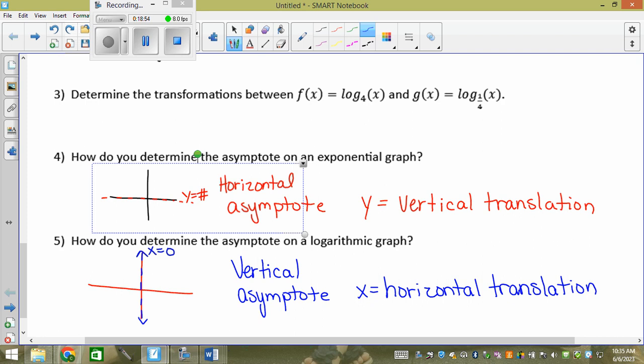So that's all about logs and exponential graphs. Then we're going to flip over and do radicals. So on the top it says the parent function y equals root x starts at 0, 0 and goes up and to the right. Correct? Your normal radical graph goes up and to the right. It's 0, 0, 1, 1, 4, 2, 9, 3, and it's up and to the right. That's what the parent function of root x is.